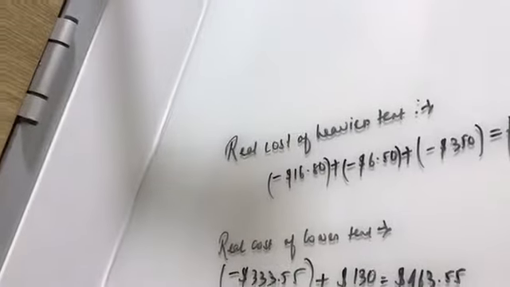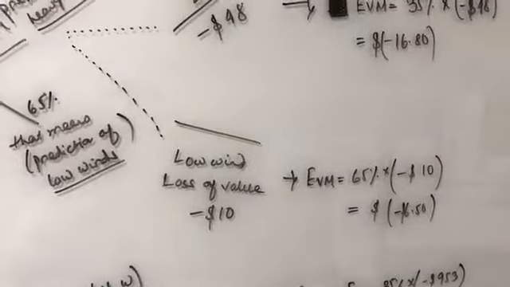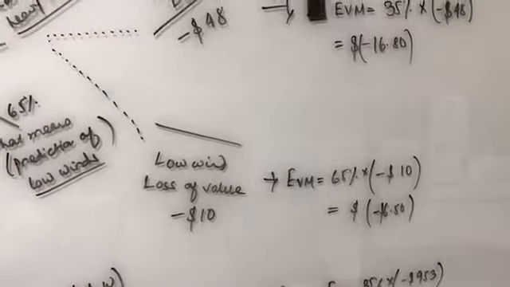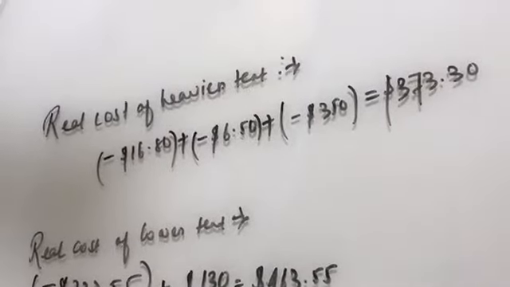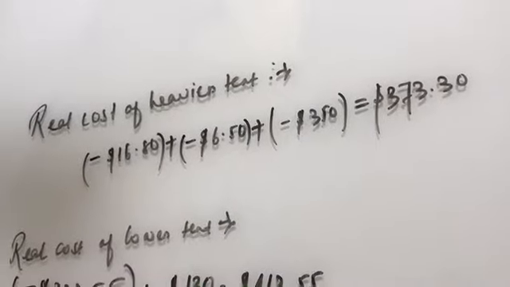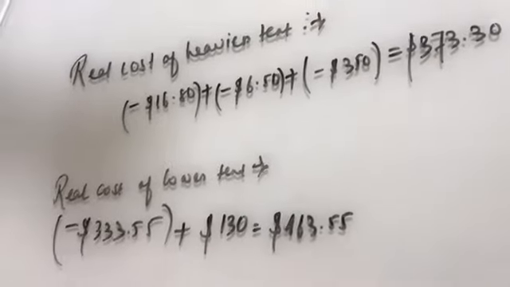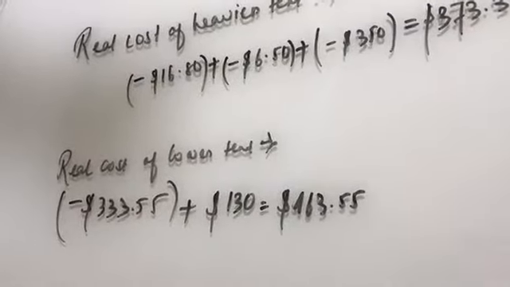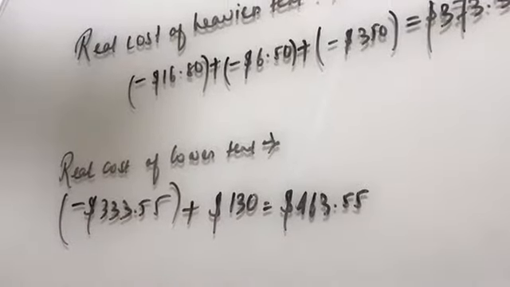So minus 16.80 plus minus 6.50. How do I get minus 6.50? If the prediction is 65% and loss of property is $10, minus 6.50. And what is $350? It's the cost of the actual tent. So the actual cost of the tent, including my loss of property, is coming to $373.30.